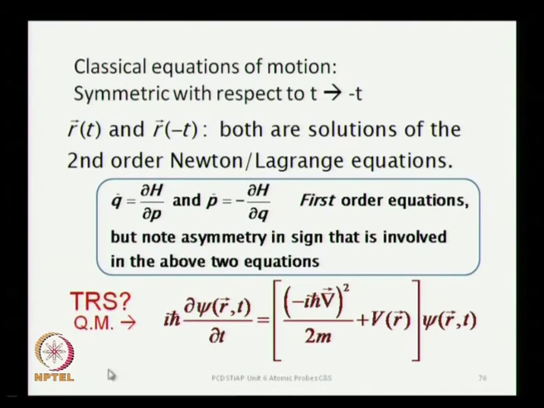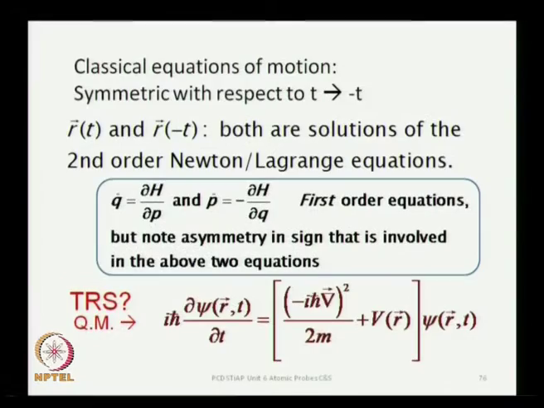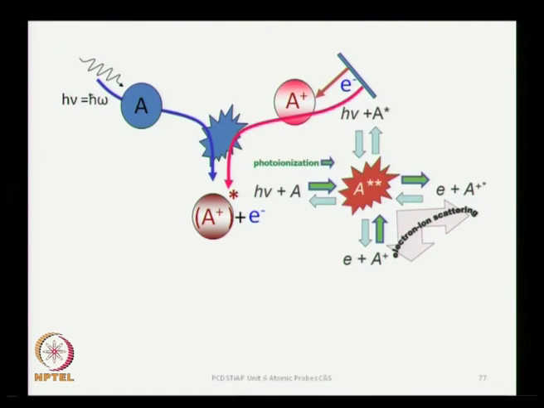The question is, what does time reversal symmetry mean in quantum mechanics, where the evolution of the system is described not by Newton's equations or Lagrange's or Hamilton's equations, but by the Schrodinger equation, and this is the rate equation. Del psi by del t tells you how the system evolves with time. So what is time reversal symmetry in quantum mechanics, and this is what we will discuss in our next class, and then connect the solutions to collisions and photoionization. So that will be our point of discussion for the next class.